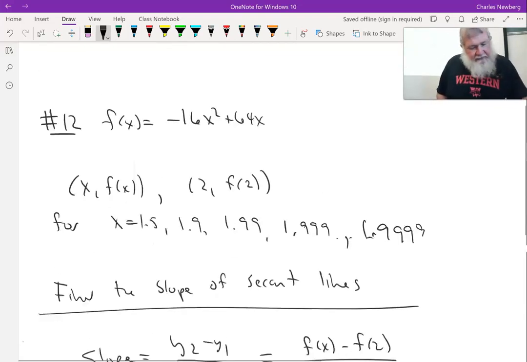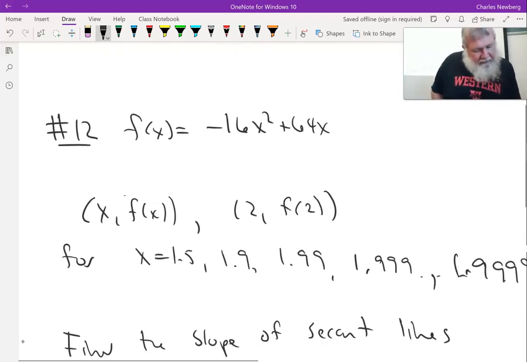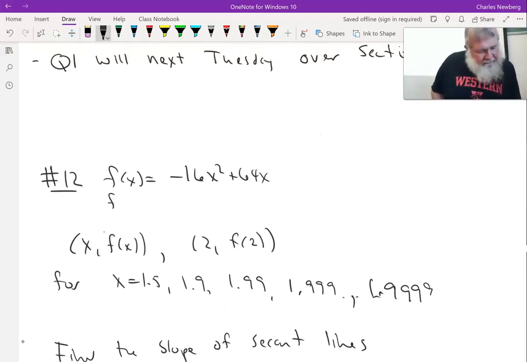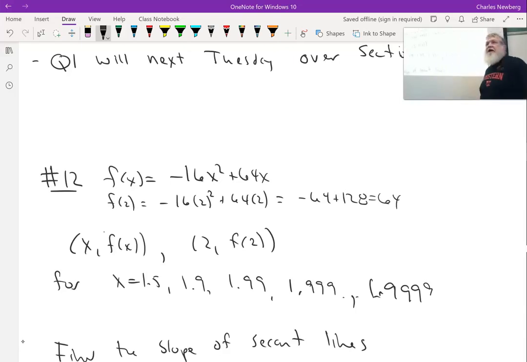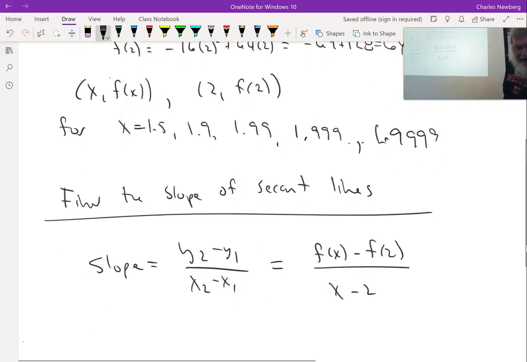All right, so let's figure out what f of 2 is real quick. And my function is up here, so let's just do f of 2 right here. F of 2, that's going to be minus 16 times 2 squared plus 64 times 2. 2 squared is 4. 4 times 16 is 64. So that's minus 64 plus 128, which is what? 64, right? Did I get that right? Check my arithmetic. All right. And you can do that on a calculator. I'm just pretty fast at that stuff.